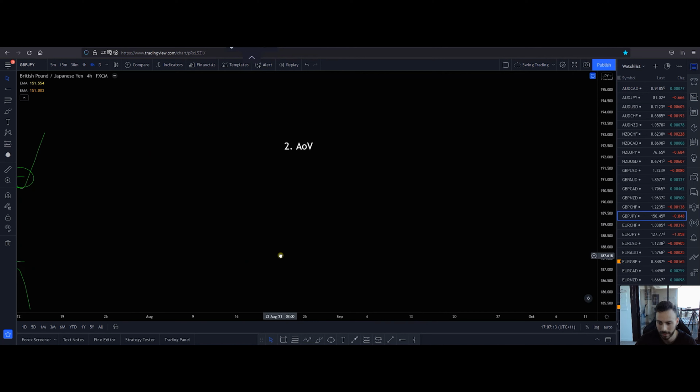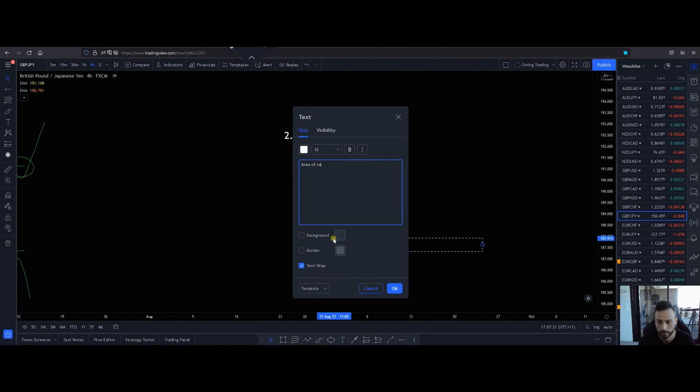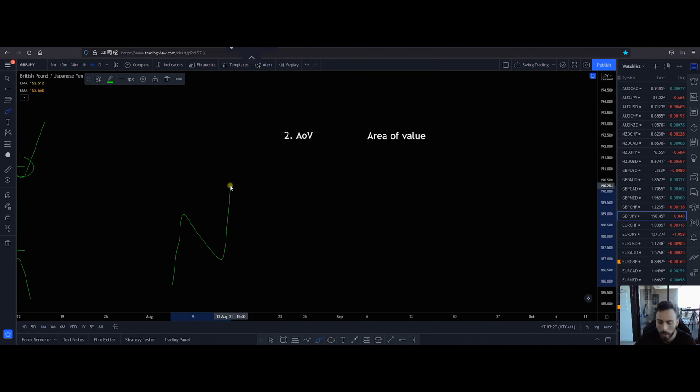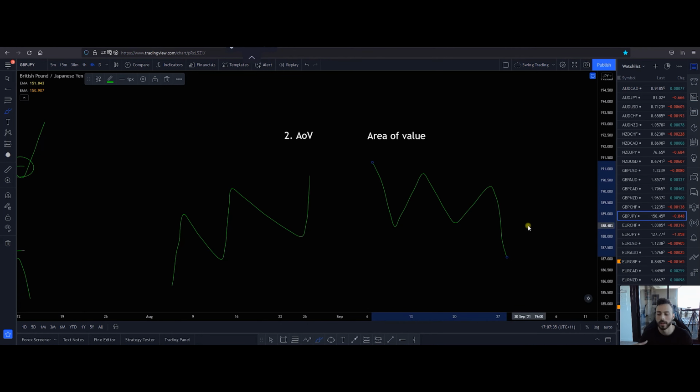Now, step number 2 is what I call AOV. It basically stands for area of value, okay? Let's write this out for you guys. So what this means is that whenever the market makes a move, we need to think of an opportunity to actually buy or sell, okay? So this is really trying to work out, okay, when is a good time to buy or sell, all right?